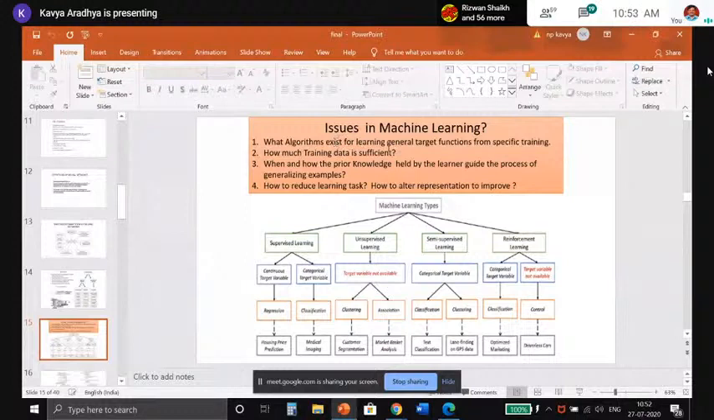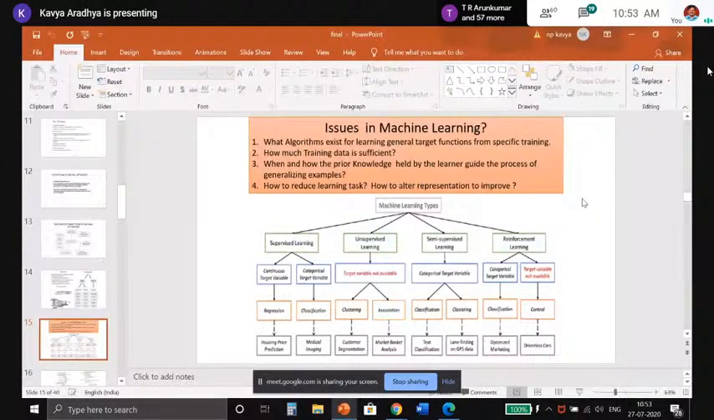What are the algorithms that exist for learning only the general target function for a specific training algorithm? We don't have things like this. For one algorithm, this is the training data. For another set of algorithms, another training data. So the training data keeps revolving around for us to do predictions. Can you have a generic representation like that? Can you have a general target function? It's very difficult to do that. It depends on the input, the complexity, and the enormity of the data you are going to give as input, and then how much training data is enough for you to do a prediction.